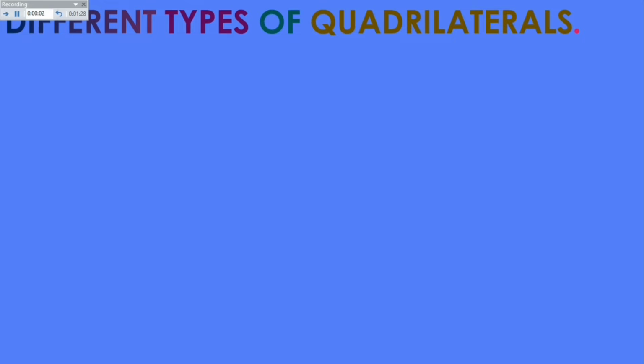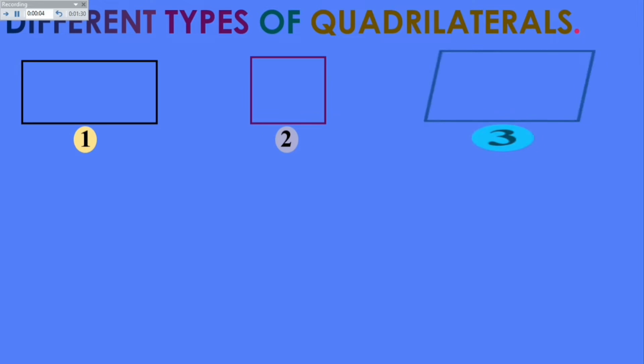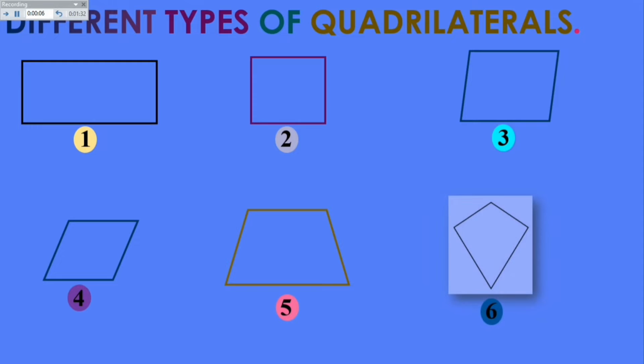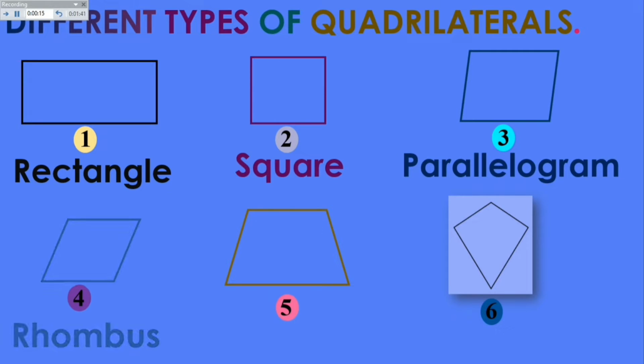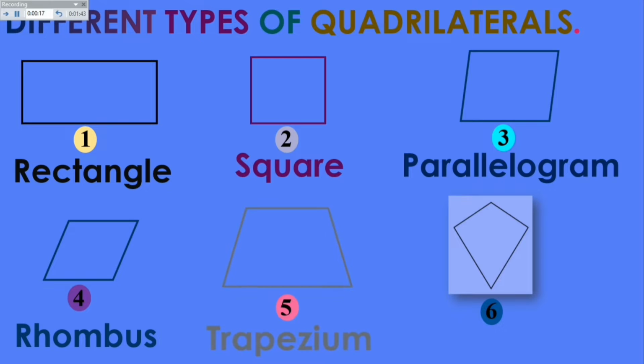Based on these properties, there are 6 different types of quadrilaterals. 1 is the rectangle, 2 is the square, 3 is the parallelogram, 4 is the rhombus, 5 is the trapezium, and 6 is the kite. All these are different types of quadrilaterals.